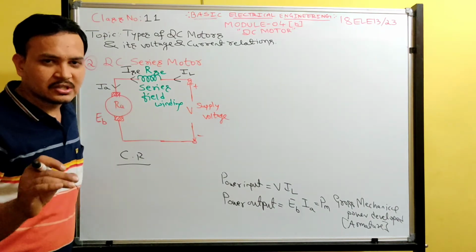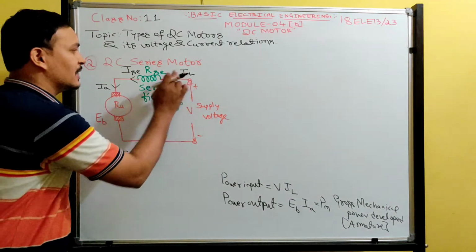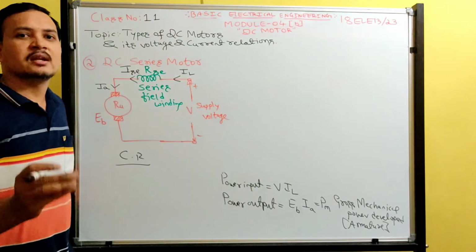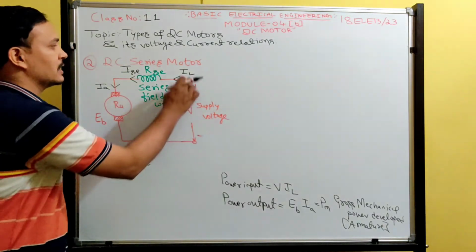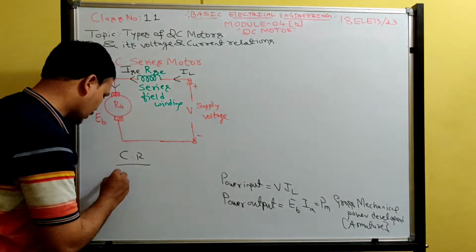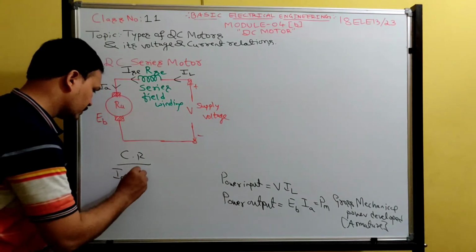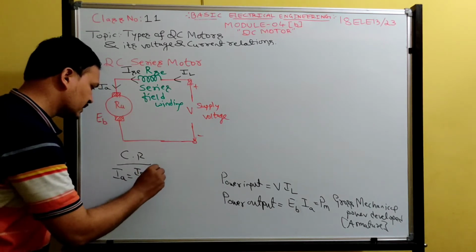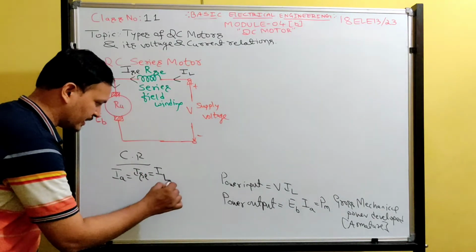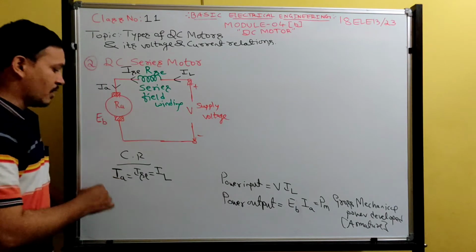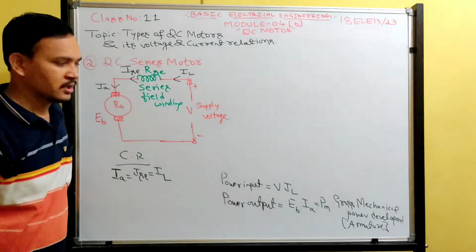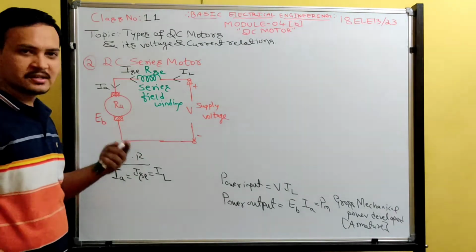But the notations are different. IL, ISE, IA: all values are the same, but represented in different notations. IL is line current, then series field current, armature current, but all are equal, as per the concept of a series circuit. IA is equal to ISE and ISE is equal to IA. All these currents have the same value, but the notations are different. Okay, got it? This is the only current relation for a series motor.